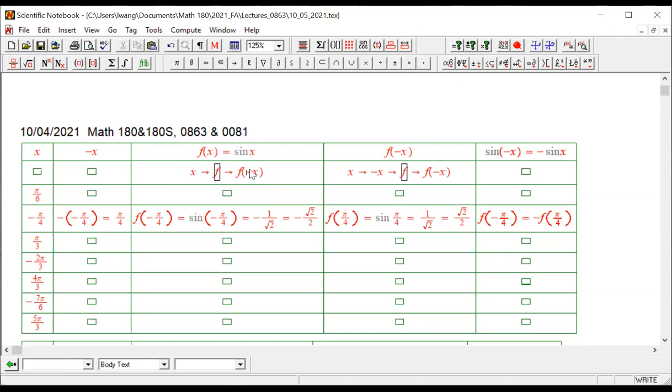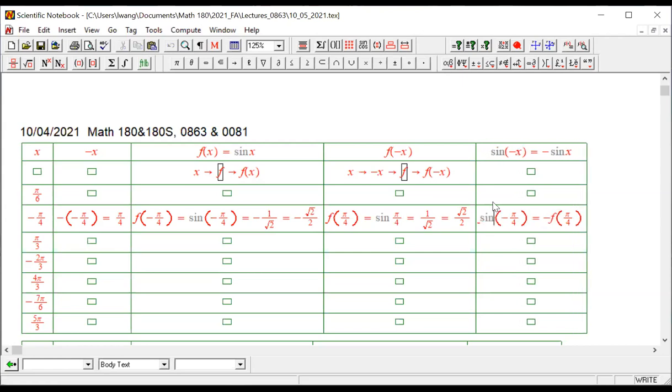Okay. All right. So with that said and done, as an odd function in this case, what would you write down? Because f is sine, sine of negative pi over 4 is going to be negative of sine pi over 4.